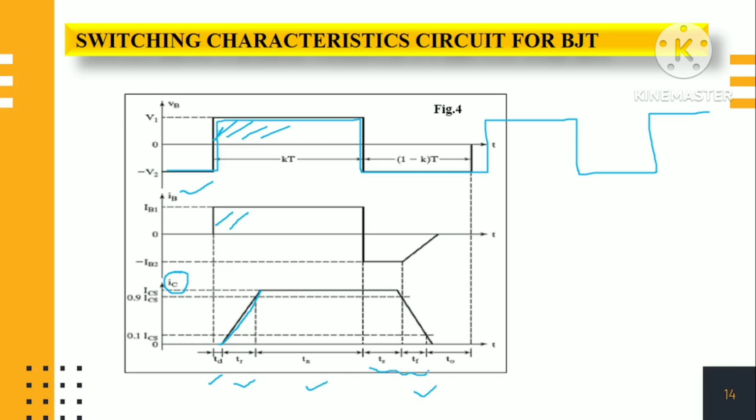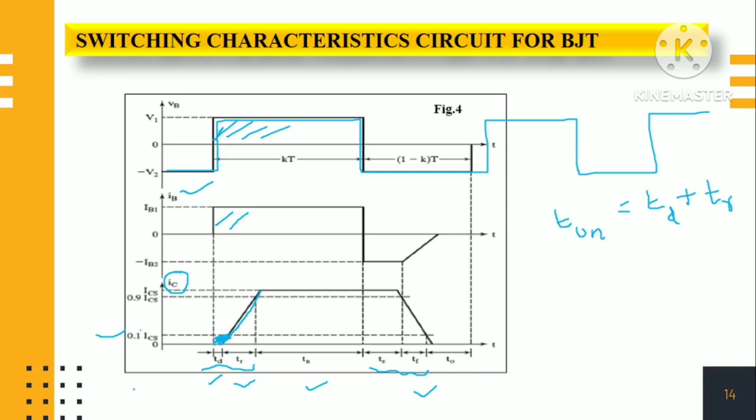Combining the delay time and rise time gives the on time of the transistor: Ton equals Td plus Tr. Delay time is the time taken by the collector current to reach from zero to 10% of the collector saturation current. This area is called the delay time.